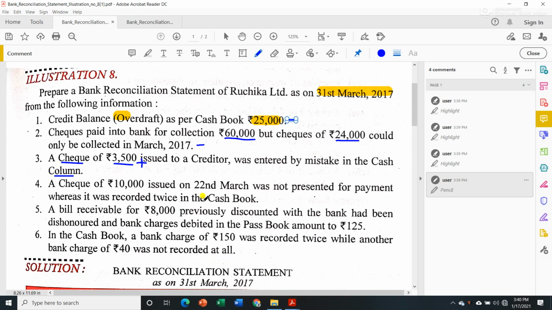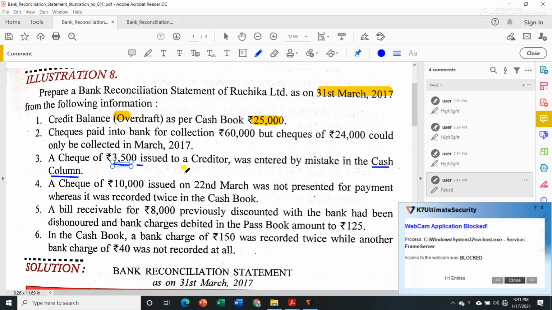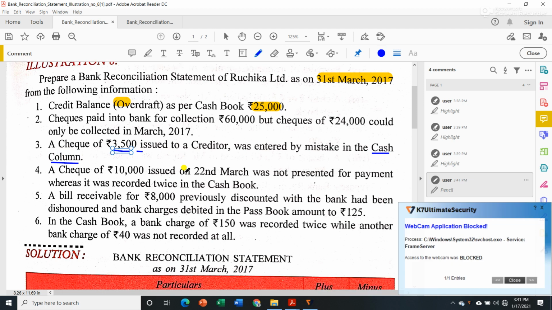Wait, now let's try to understand this question properly. So this 3,500 was issued to a creditor. We actually paid, but it was recorded in the cash column. That means the cash is showing 3,500 more than the passbook. So what we will do is that we will just simply deduct this 3,500. Be very much careful.